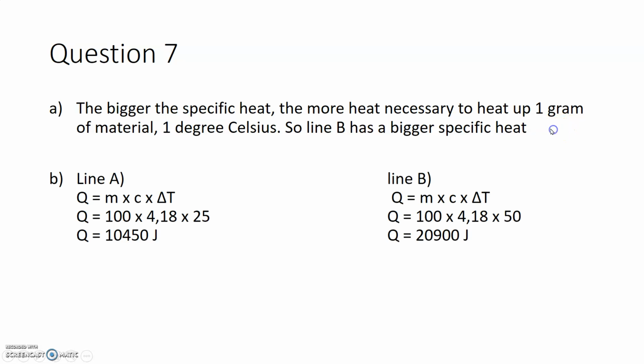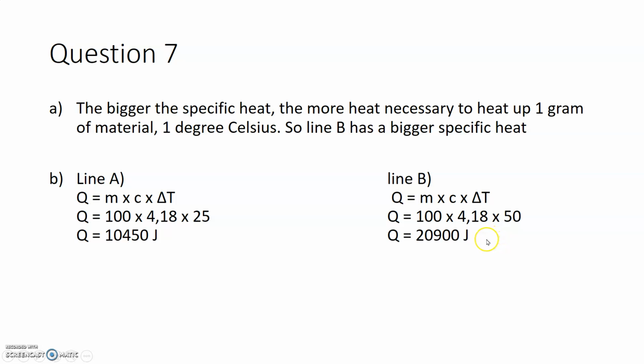Well, this is a little bit tougher. For line A, you can calculate the amount of heat supplied using the specific heat formula, mass times the specific heat times delta T. The mass is 100 grams and the specific heat of water is 4.18 joules per gram per degree Celsius. If you multiply it, you get 10,450 joules. For line B, the mass and the specific heat will be the same because you estimate it's water, and that's 4.18. Only the delta T is twice as much because that's 50, so you'll need 20,900 joules.